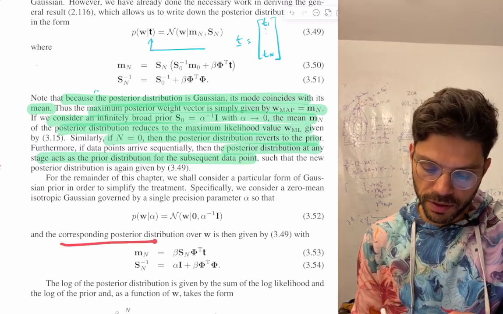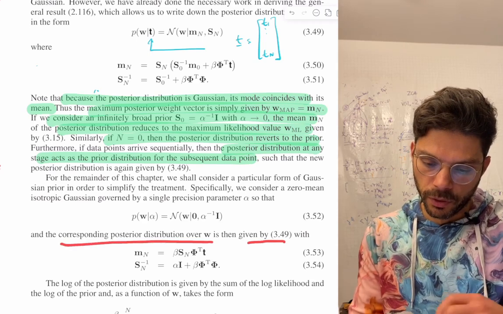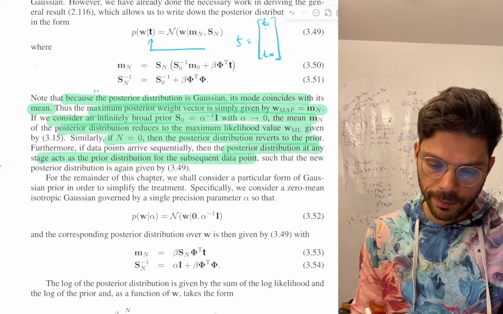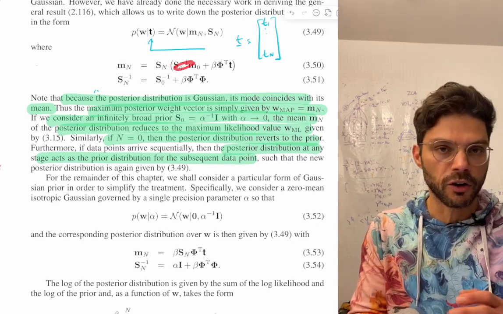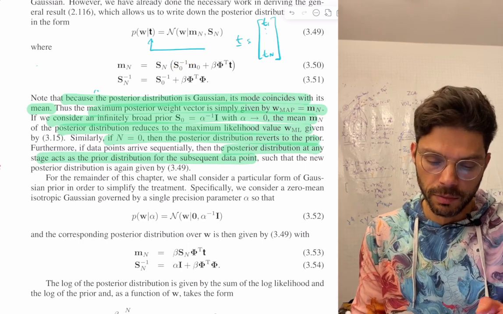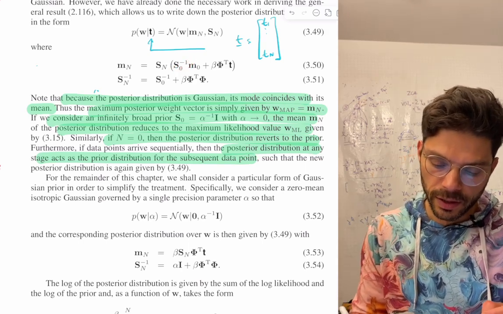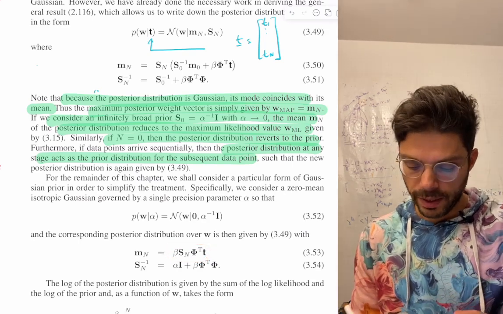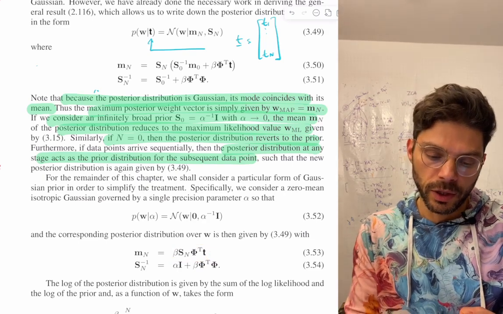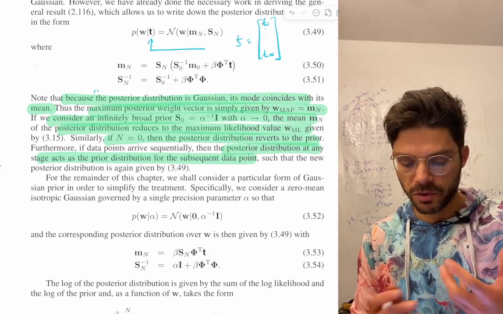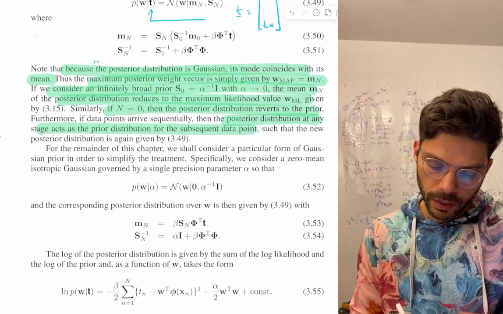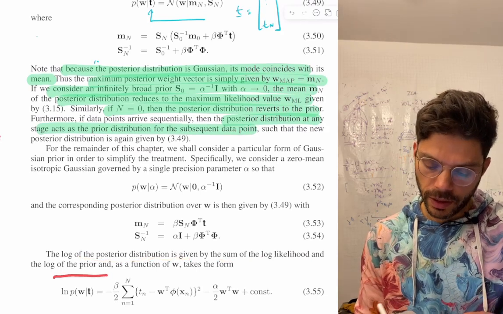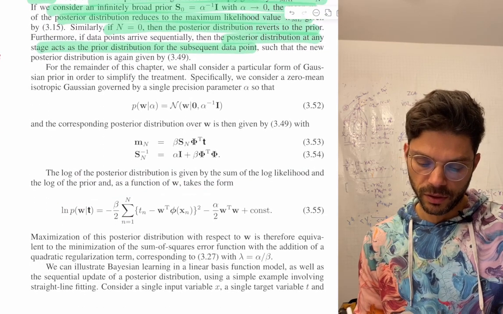And the corresponding posterior distribution over w is then given by 3.49. So we just plug in these values. Notice that the prior mean contribution disappears, because it's 0. So all you get is the contribution from the data. And then your variance, instead of S0, you just get alpha. So it's quite a bit simpler. The log of the posterior distribution is given by the sum of the log likelihood and the log of the prior, and as a function of w takes this form.